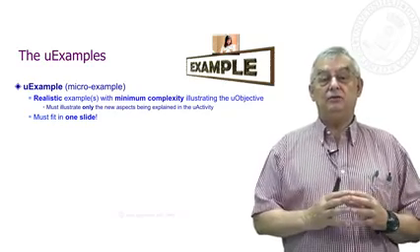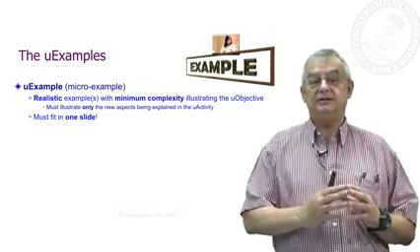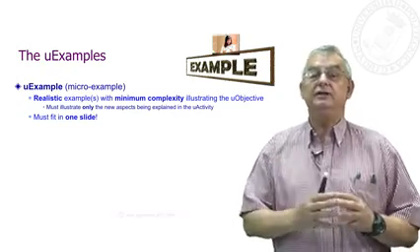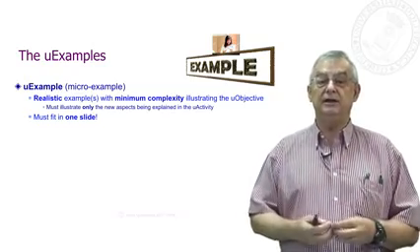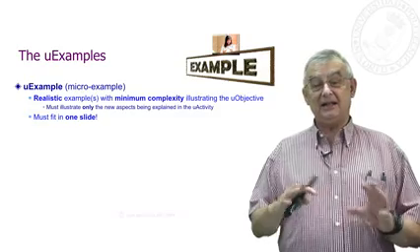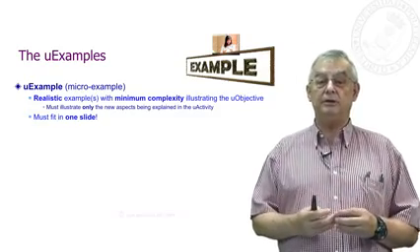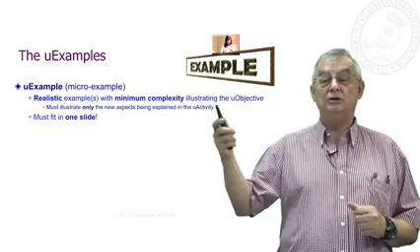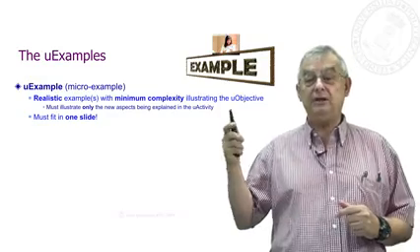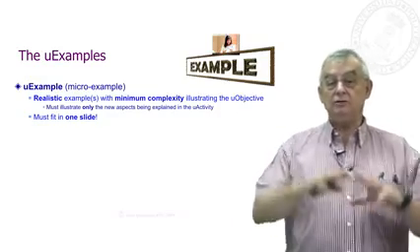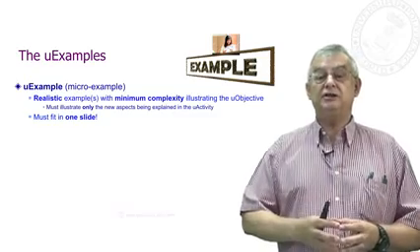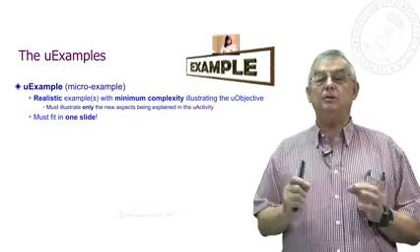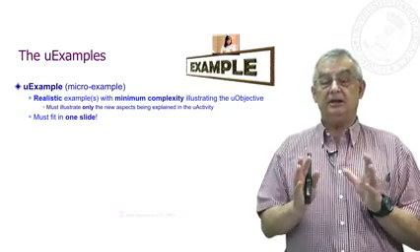One element which acquires a much higher importance here is the example, the examples which you use to illustrate what you are trying to transmit to the learners. We have developed a slightly different version of examples. We call them micro examples, which are realistic examples of minimum complexity which illustrate the micro objective, but only the micro objective. This is the difference. When we use examples in the classroom or in our lectures, these examples will usually illustrate many micro objectives when you have partitioned them into such small units.